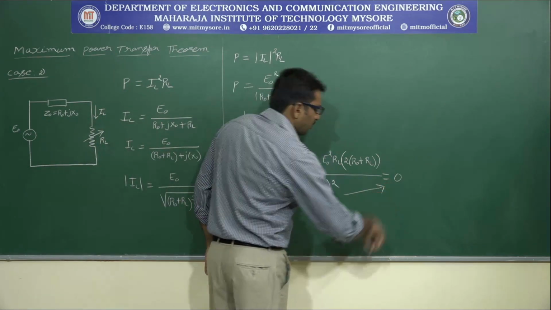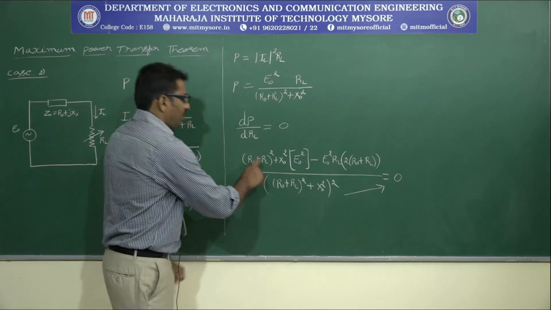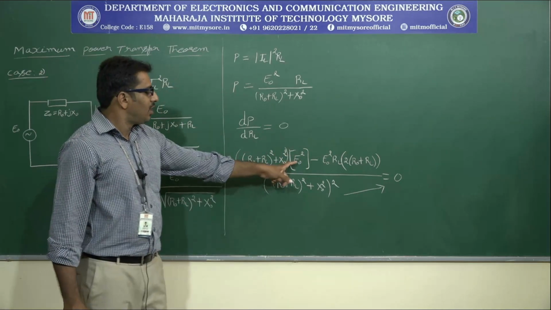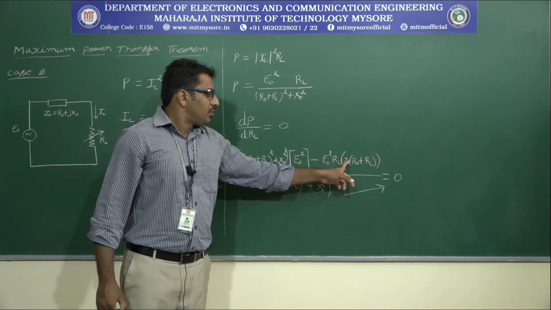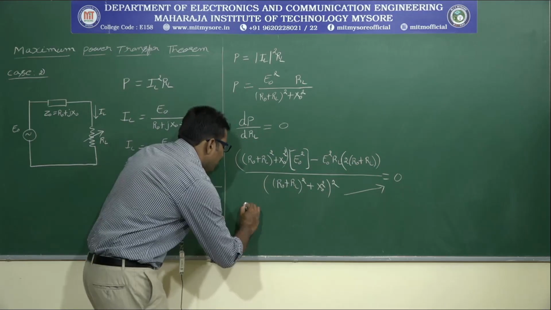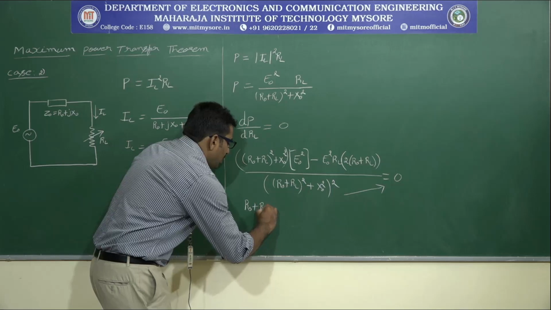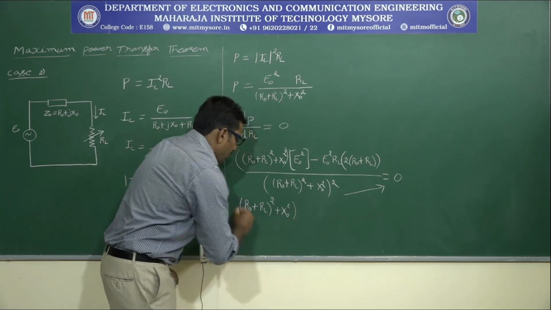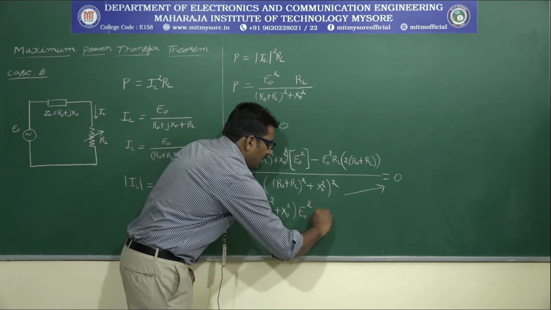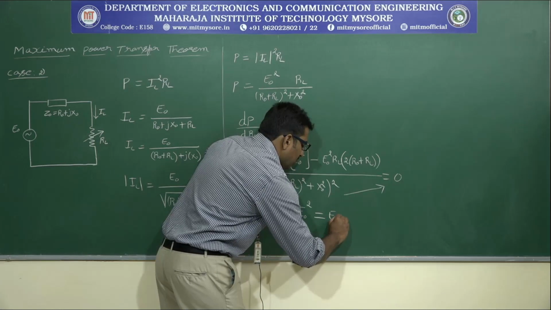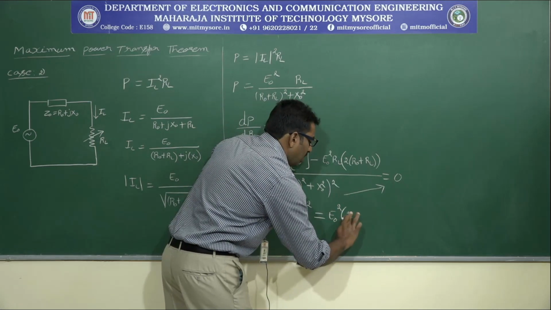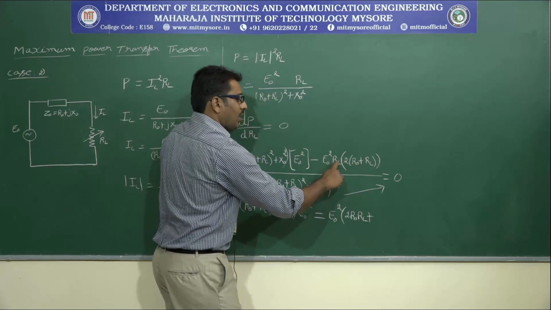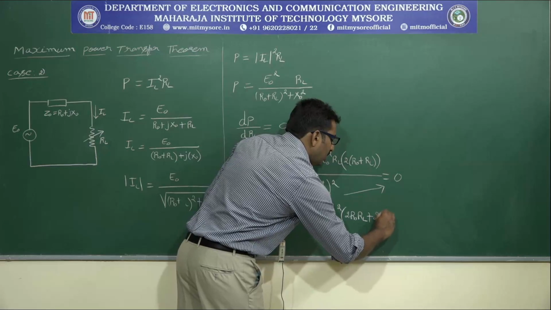The denominator is just cross multiplied with 0. Yes, you will get ((R0 plus RL) square plus X0 square) into E0 square, minus E0 square RL into 2 (R0 plus RL) equal to 0. Directly I will write: ((R0 plus RL) whole square plus X0 square) into E0 square is equal to E0 square into (2 R0 RL plus 2 RL square).